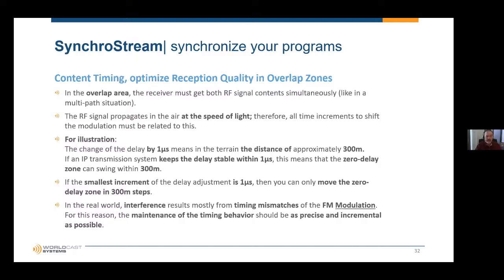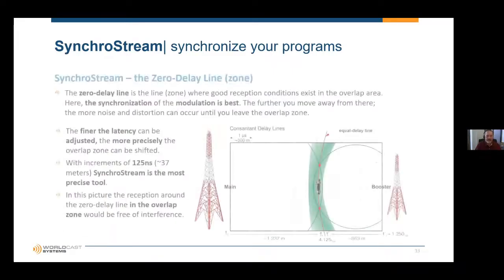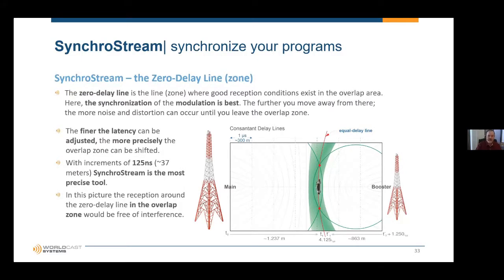So in the real world, this last line is the good one. Interference results mostly from timing mismatches of the FM modulation. Like I said, synchronizing carriers, that's not too hard, but the timing of the modulation is really critical. So here's an illustration that shows that perfect reception zone, the equal delay line in between the main transmitter and the booster signal coming on the right. So that's the best possible reception between those two transmitters.